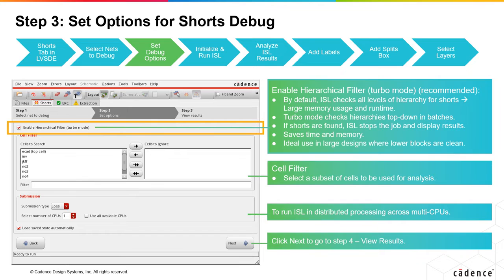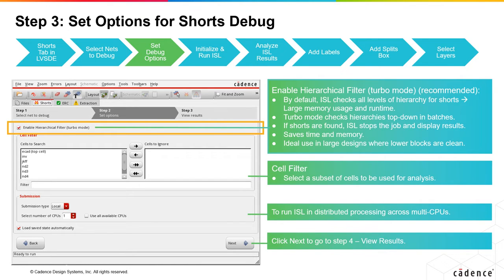When this Enable Hierarchical Filter, also known as Turbo Mode, is selected, ISL starts searching for shorts, down to few levels of hierarchy, from the top level. If shorts are found, ISL will stop the job and display results. If shorts are not found, ISL will perform searching at further lower hierarchy levels.